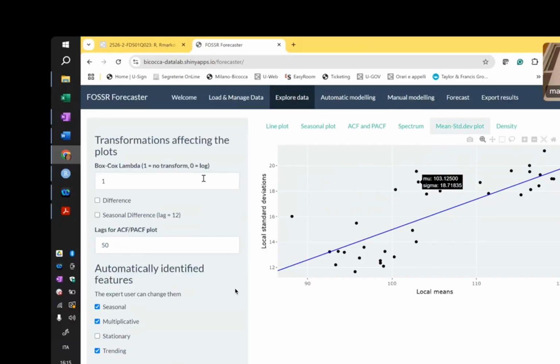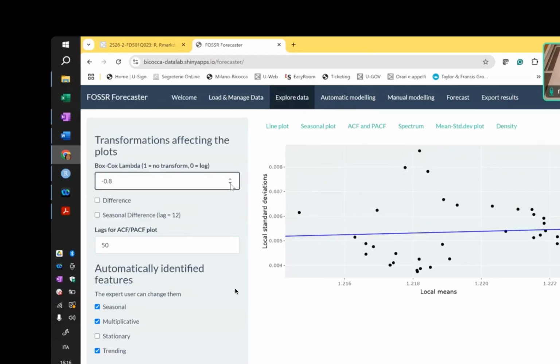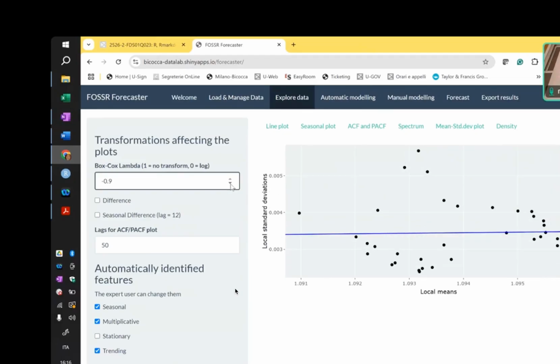For example, you can put lambda equal to 0, the log. Okay, still there is some positive correlation, but it's very small. If you look at the range here, it's very small. Of course, you could use other transformations, and we may also try it. But actually here, it looks like minus 0.9 would be the best solution. Let's keep that in mind.